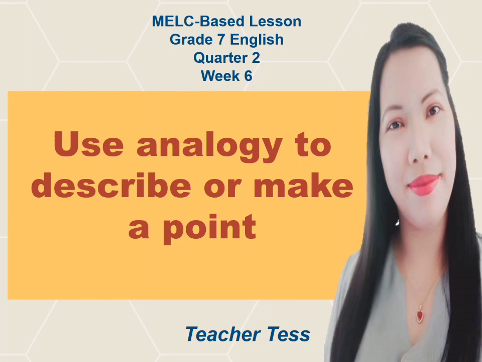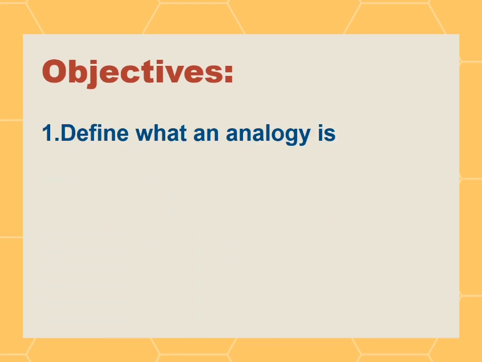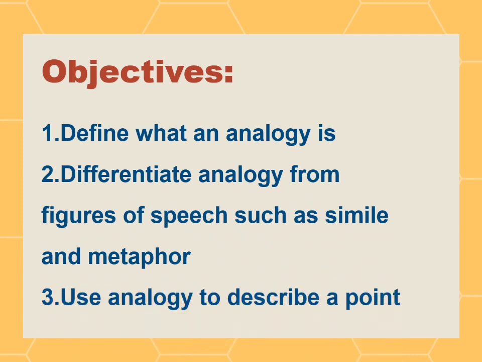Our video lesson for today is based on the most essential learning competency in grade 7 English for quarter 2, week 6. And the most essential learning competency is use analogy to describe or make a point. The objectives of this lesson are: define what an analogy is, differentiate analogy from figures of speech such as simile and metaphor, and use analogy to describe a point.